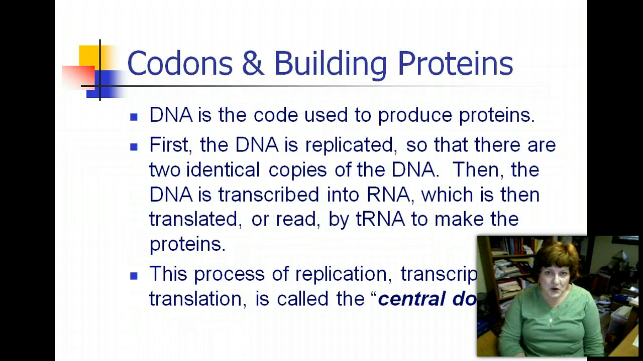The DNA is the code to produce the proteins, and obviously the proteins make up the enzymes and all the chemical reactions in our body. But before this can go on, the DNA has to be replicated, because remember, during cell meiosis, we have to make 2 different copies of DNA. So at first it's replicated, then the instructions are transcribed into messenger RNA, and then it's translated. And this replication, transcription, and translation is called the central dogma.